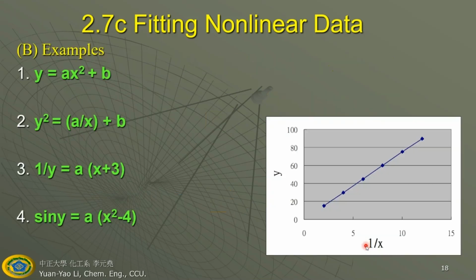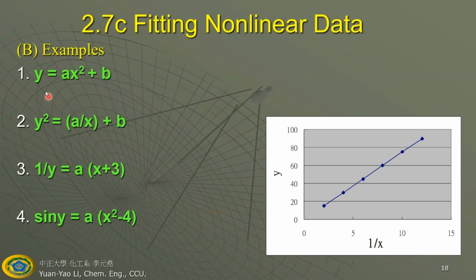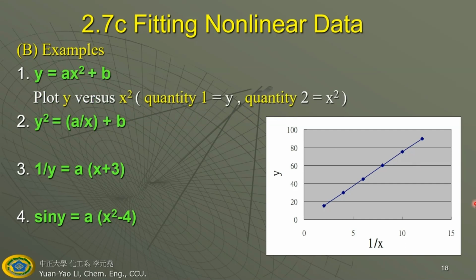Okay, so could you tell me, for this one, what is quantity 1 and what is quantity 2? Let me see. Okay, what is quantity 1? For y equals a x power 2 plus b, what is quantity 1? It's y, right? Quantity 2 is x power 2. Okay, so you need to plot what? y here, and x power 2 here. You've got a linear equation.